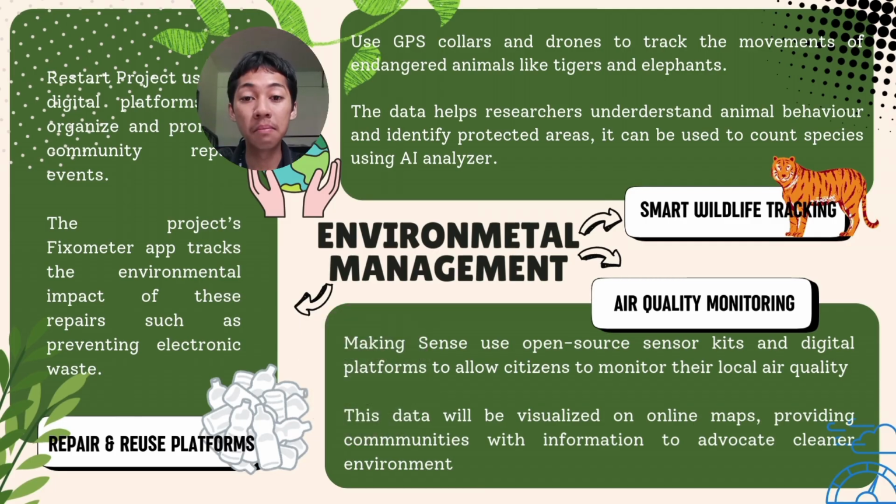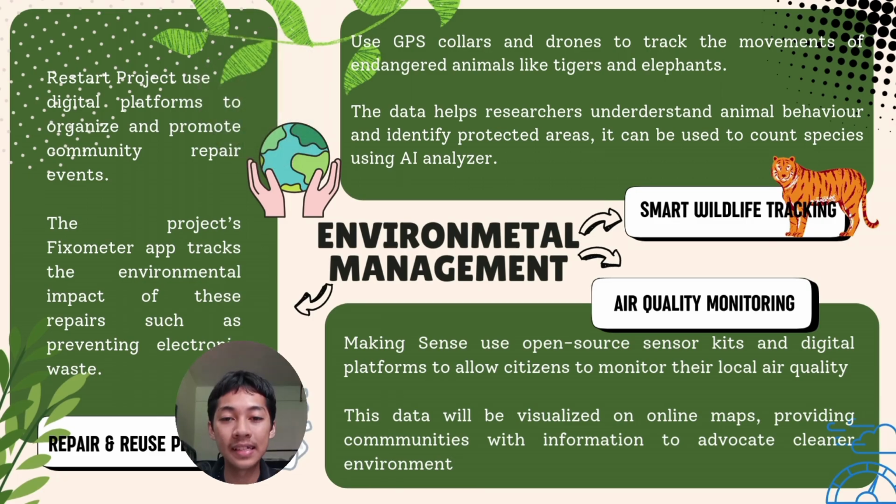The second one is Smart Wildlife Tracker. It uses GPS and drones to track the movements of endangered animals like tigers and elephants. The data helps researchers understand animal behaviors and identify protected areas. It can also be used to count species using an AI analyzer. The last one is air quality monitoring. Making Sense uses open source sensor kits and digital platforms to allow citizens to monitor their local air quality. This data is visualized on online maps, providing communities with information to advocate for a cleaner environment.